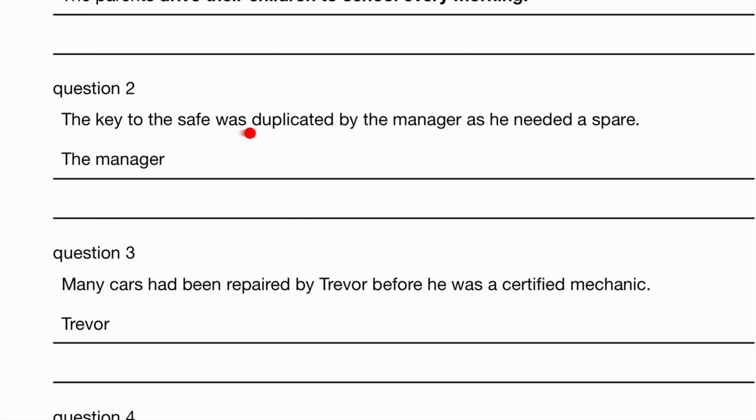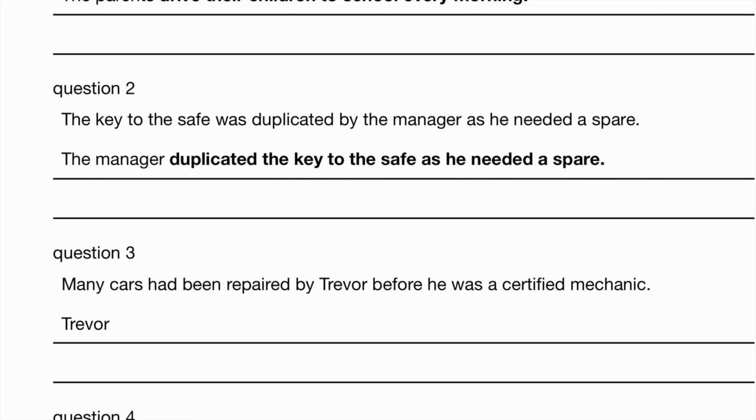The key to the safe was copied by the manager as he needed a spare. So the key to the safe was duplicated by the manager. All right, so action performed by the subject. So this is passive. Now let's have the subject perform the action. So the manager, in past tense, duplicated the key to the safe as he needed a spare. So was duplicated, this is in the past.